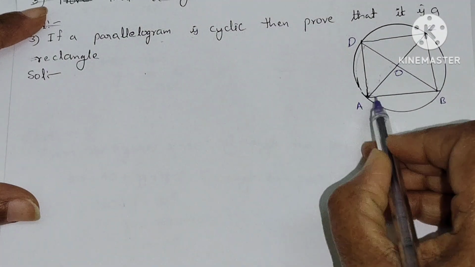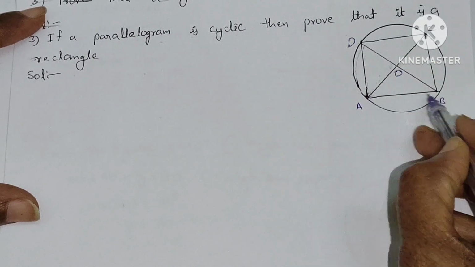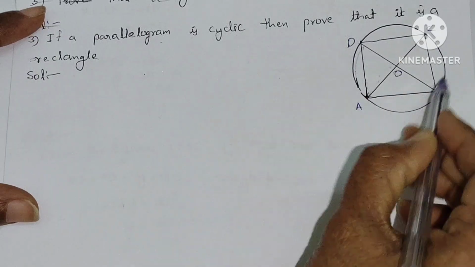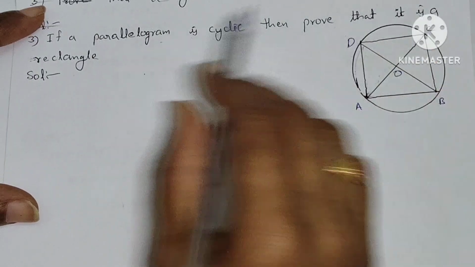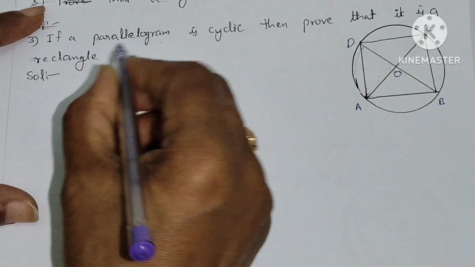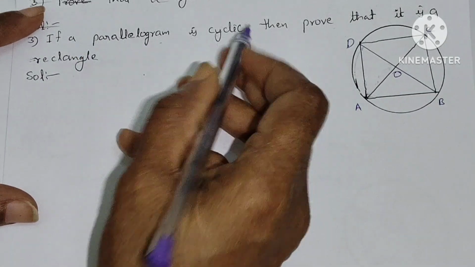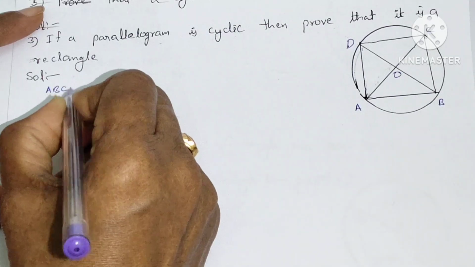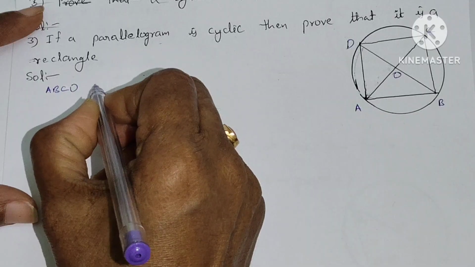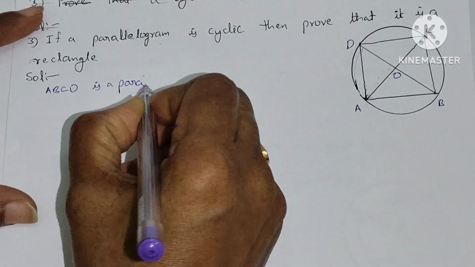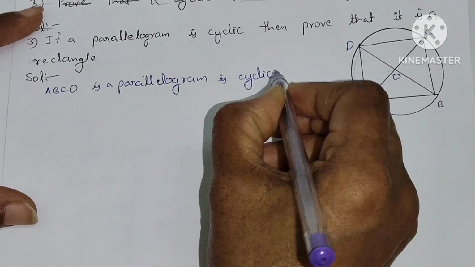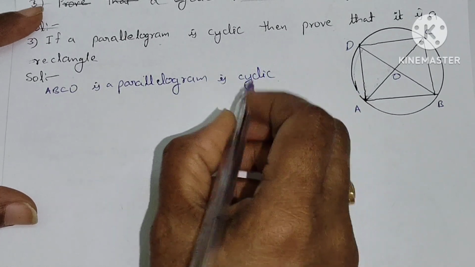Now draw the parallelogram. ABCD is a parallelogram, a cyclic parallelogram. Prove that it is a rectangle. So this parallelogram, we prove that it is a rectangle. The parallelogram is cyclic, so the points A, B, C, D lie on the circle.